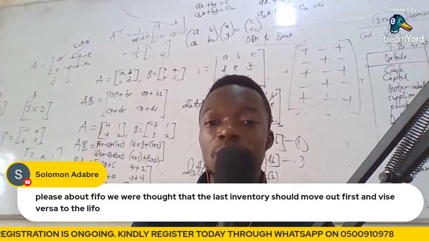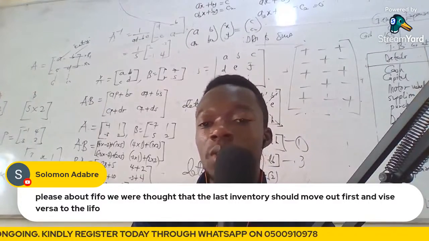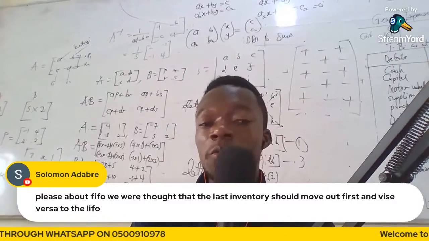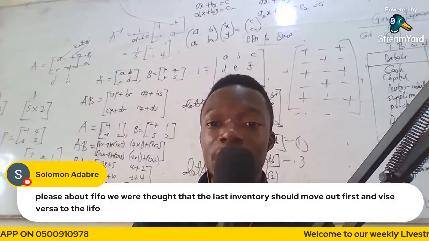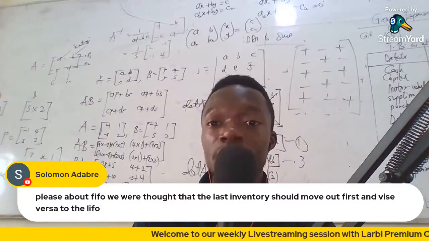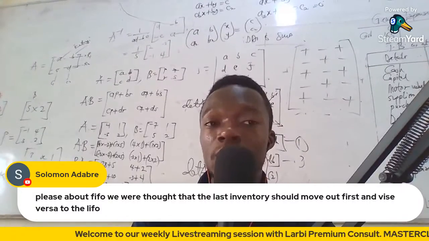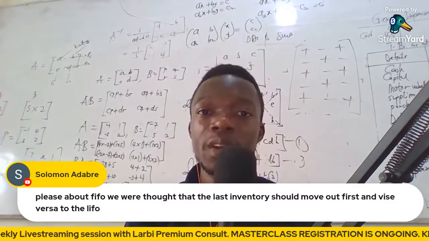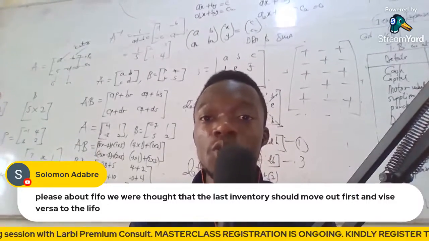I don't think that is what you were taught. Maybe you didn't actually get the line that you were taught. I know that the first in, first out method means that the inventory that came in as the oldest inventory should be the one that goes out first. By oldest, we mean that the inventory that has been in stock for a longer period of time should be the inventory that goes out first.